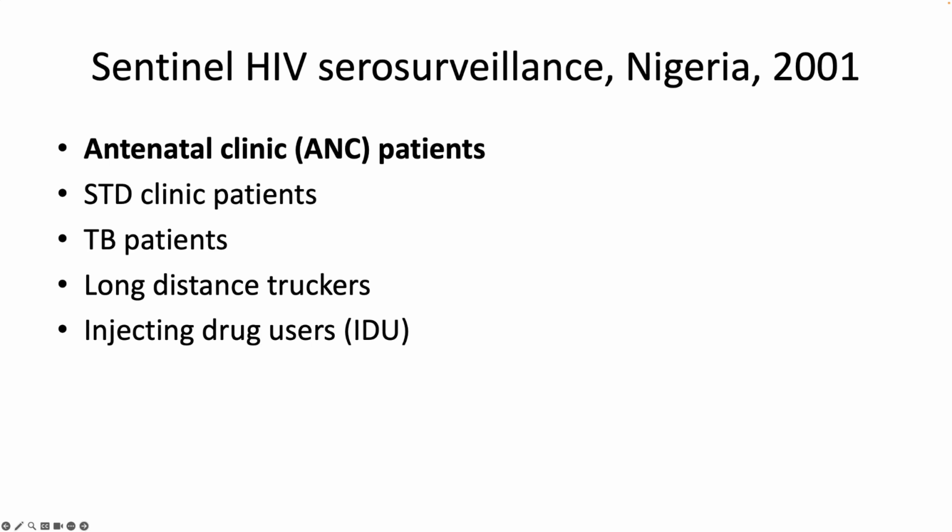Sentinel HIV serosurveillance, that is, assessing the burden of HIV by testing serum specimens for antibodies to HIV, was conducted routinely in antenatal clinic patients in Nigeria. We're going to cover the example of sentinel surveillance for HIV in antenatal clinics because I happen to be heavily involved in that work a while back. But I do want to highlight that in Nigeria, HIV serosurveillance was also conducted in STD clinic patients, TB patients, long-distance truckers, and injecting drug users. But in this example, we're just going to cover antenatal clinics.